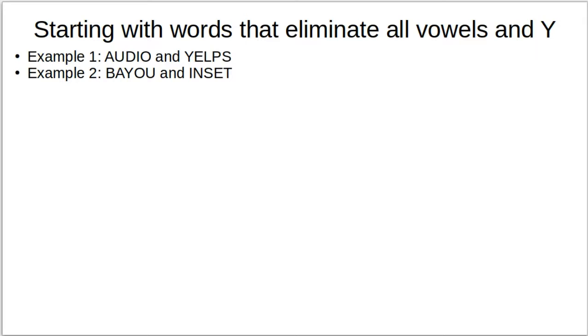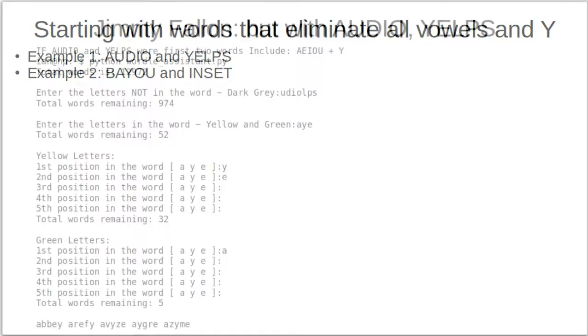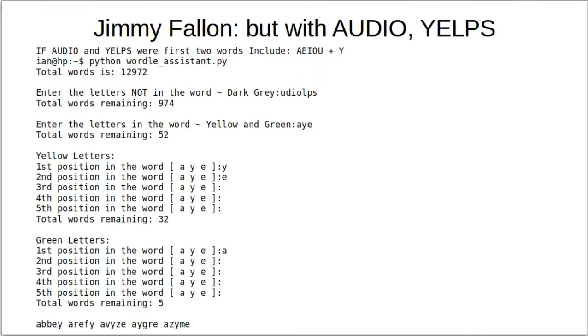But now let's just try using these two words. In Jimmy Fallon's one, where he's got to end up with Abby, if we use audio and yelps, then these are the words that would be discarded after we put those two words in, and we would have yellow and green being either A, Y, or E. The ones that are in the word but not in the correct position are Y and E, and the one that is in the word and in the correct position is A. So total words remaining is 5. We get 5 possible words left after just entering these two words.